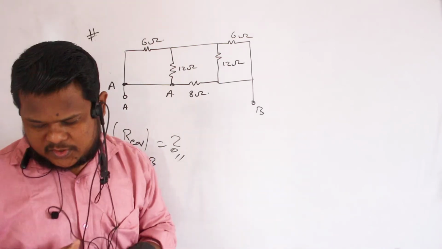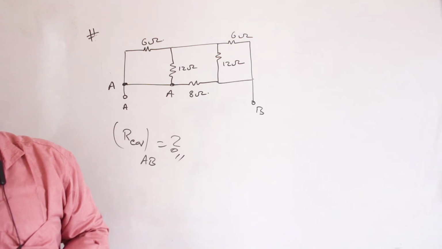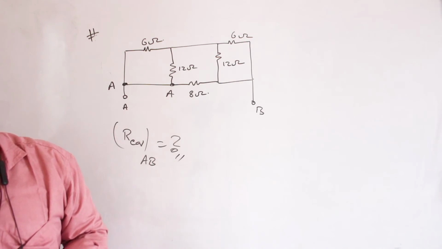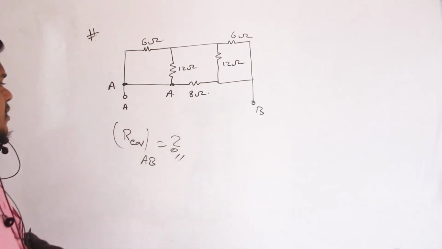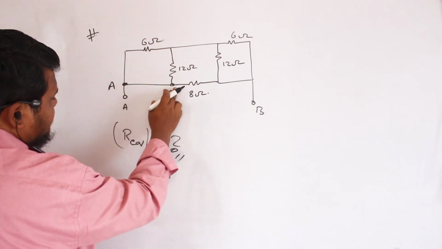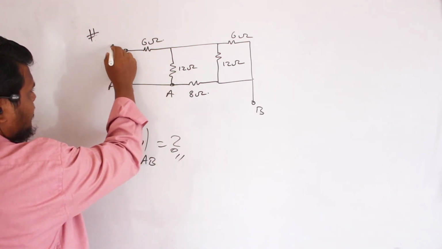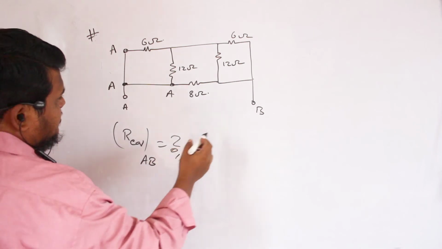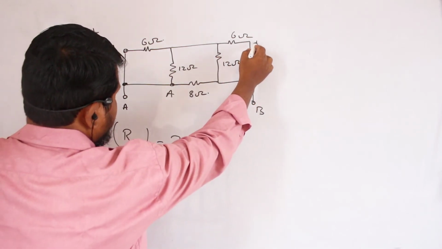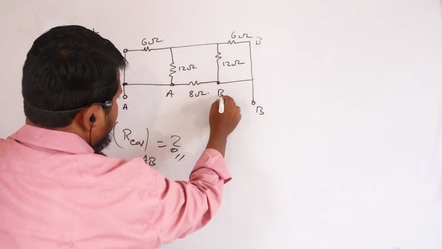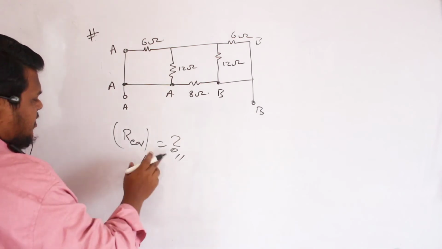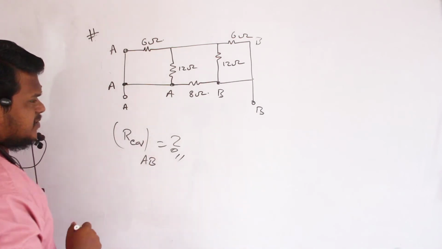12 ohms is not correct. Okay? See, if this is point A, this is also point A and this is also point A, no? Clear? Similarly, if this is a point B, this is also point B and this is also point B. Okay. So I am supposed to calculate equivalent resistance between A and B only.